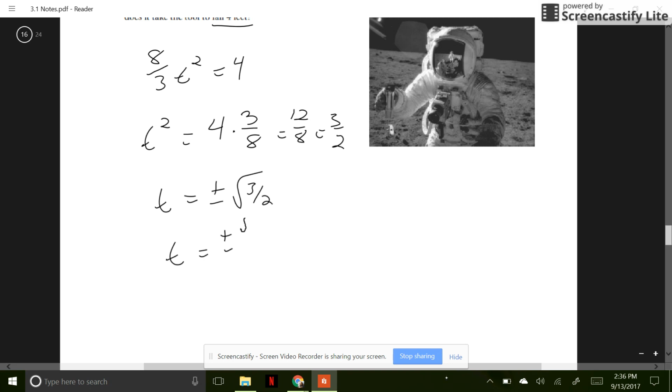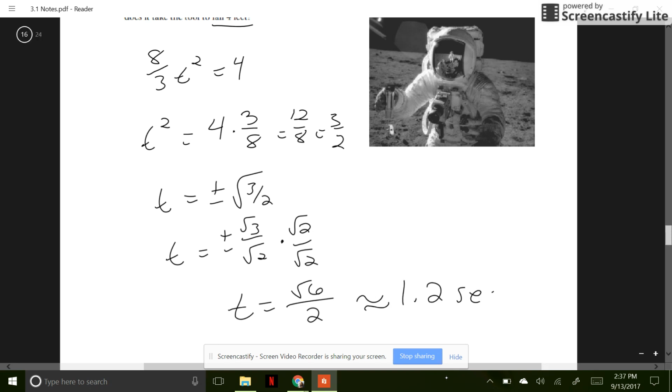Now we'll have to rationalize our denominator here, because we don't like having that root 2 in the denominator. I'm going to go ahead right now and reject that negative value. So in the numerator, I'll have root 3 times root 2, which is root 6, and my denominator would just be 2. If you plug that into a calculator, it is approximately 1.2 seconds.